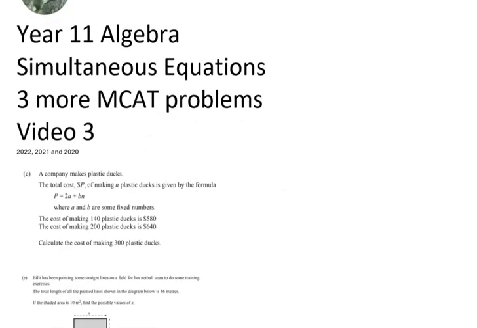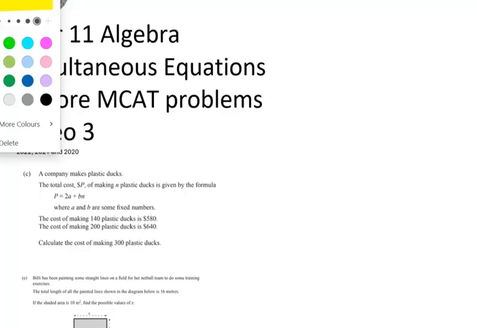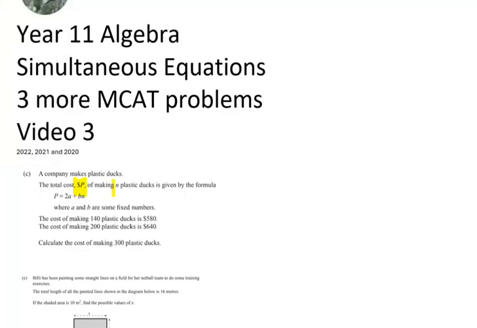The first one is a pretty silly question about a company that makes plastic ducks, right? So I'm going to use a yellow pen for the ducks. The total cost P dollars of making N plastic ducks is given by this formula here. P is equal to 2A plus BN, right?